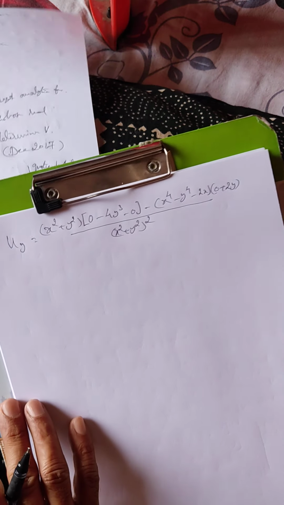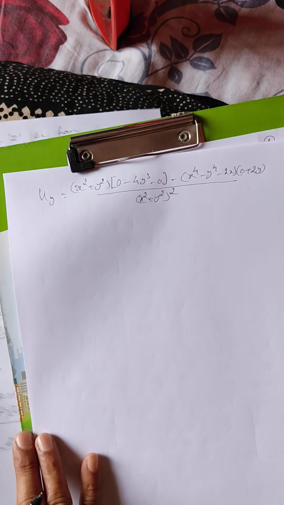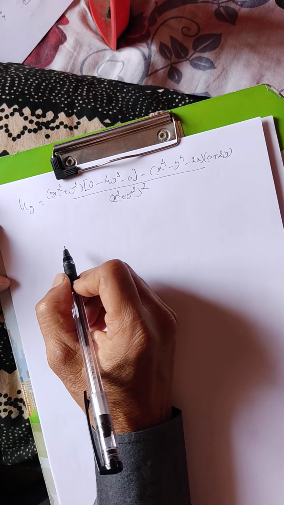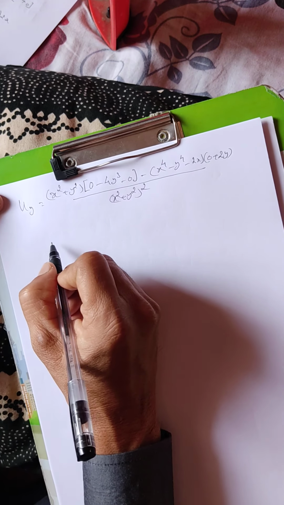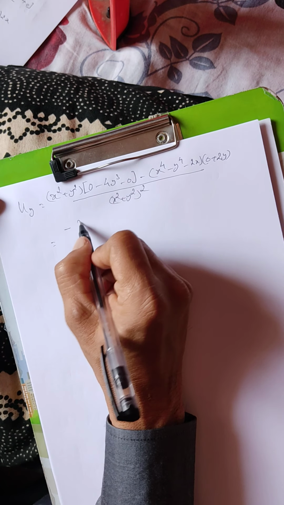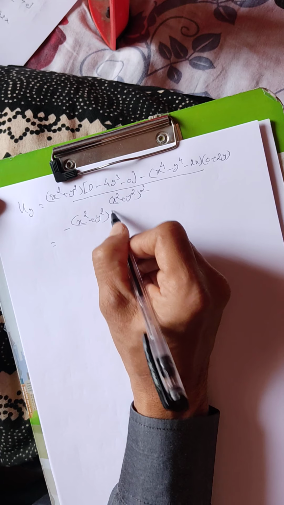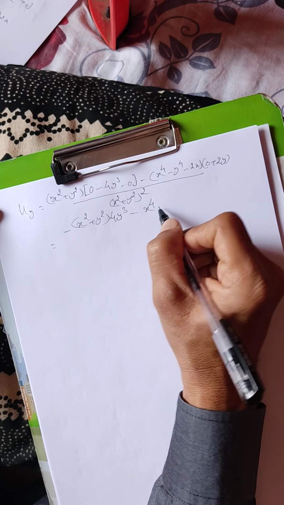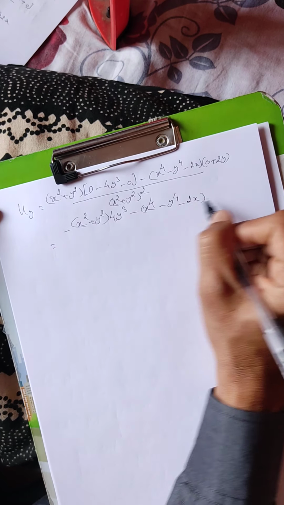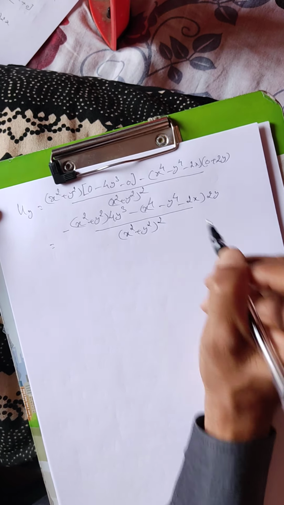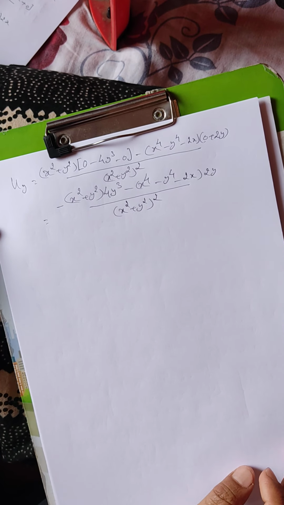Again, we are applying the quotient rule. So that you can write as minus outside x square plus y square 4y cube minus, it is x power 4 minus y power 4 minus 2x into 2y, this whole divided by x square plus y square whole square. That is uy.